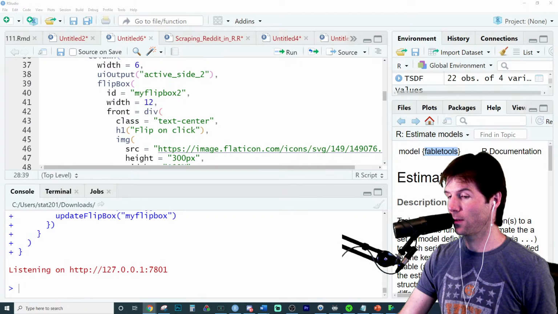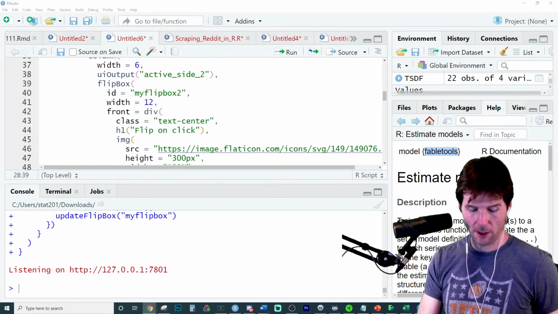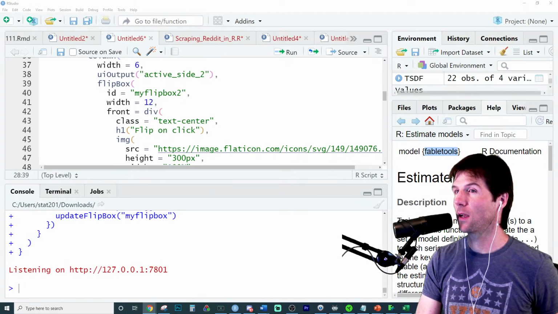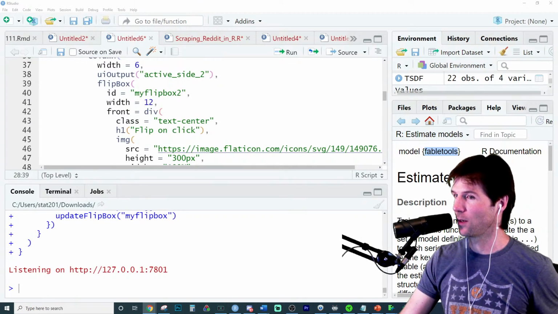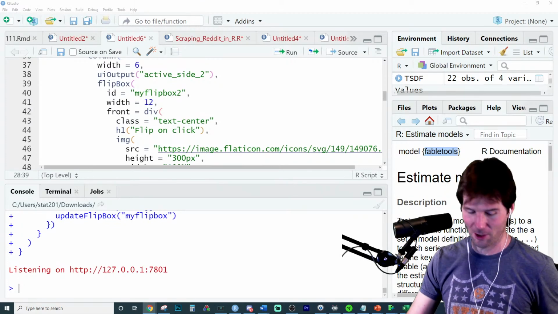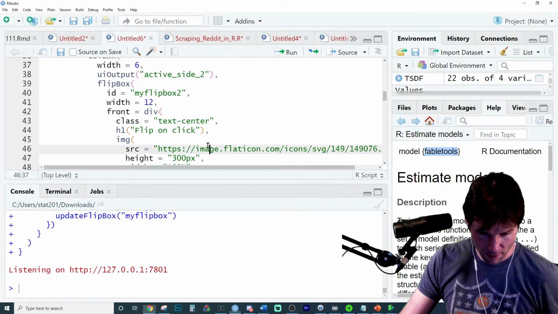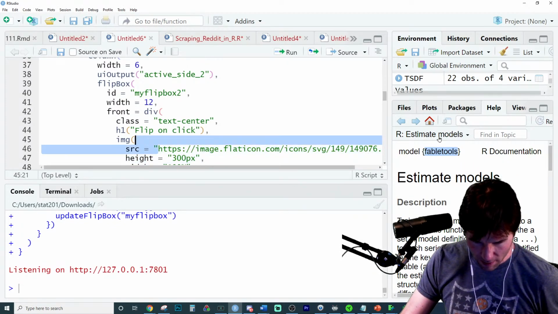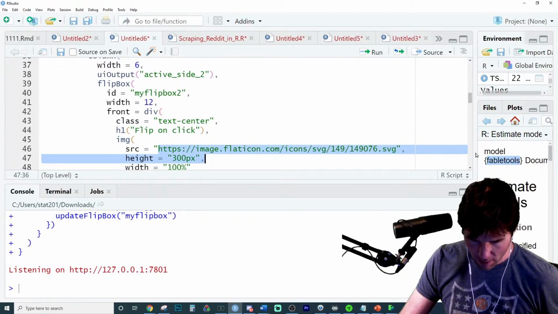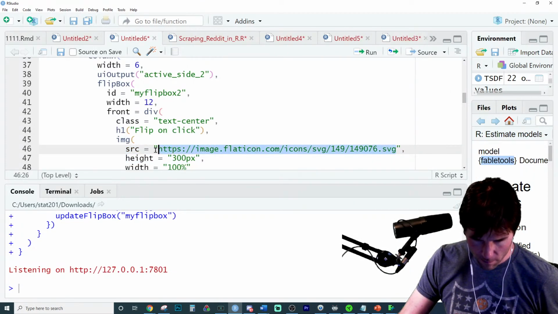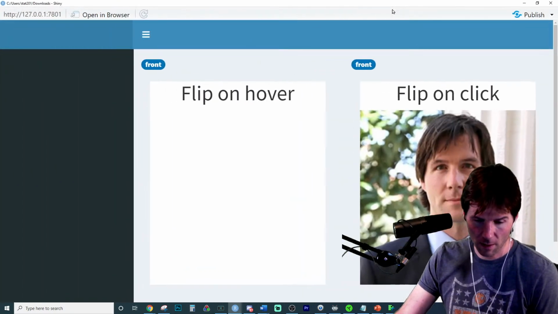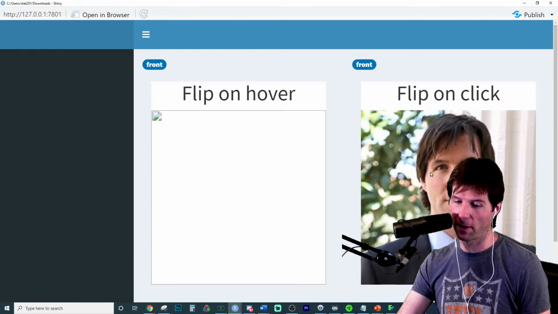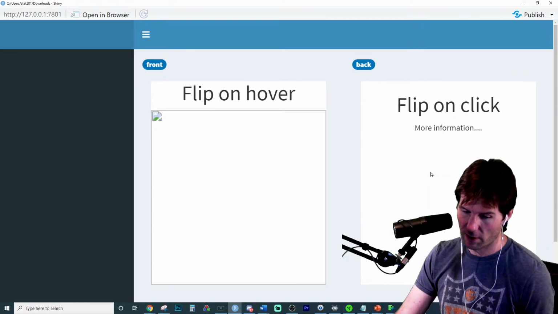Let's see right here. Let's put my image in here. It should run my image. Brian Stevens Haslam UTK. We're just gonna change all the images to me. Copy image address. Cool. Okay. Looks to be good. Hey, there we go. So there's the more info.